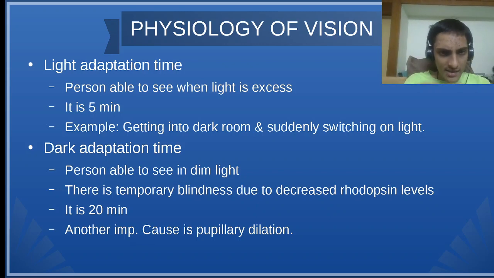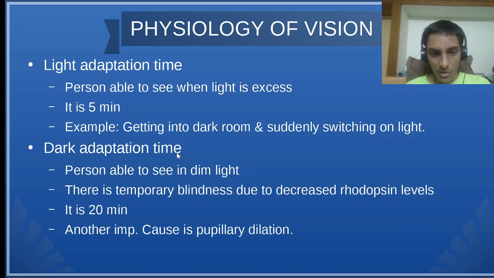And suddenly power came. Before that, you're in the dark room. Suddenly the light switched on. So you might have experienced that your eye would have blinked a little bit. That is what is light adaptation time. So it is 5 minutes. Important. Dark adaptation time in the dim light.